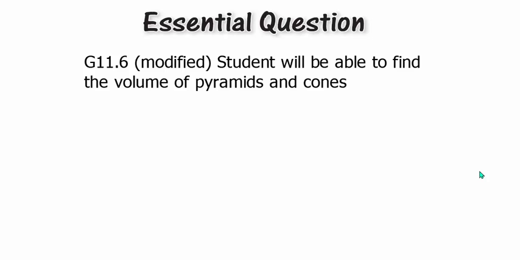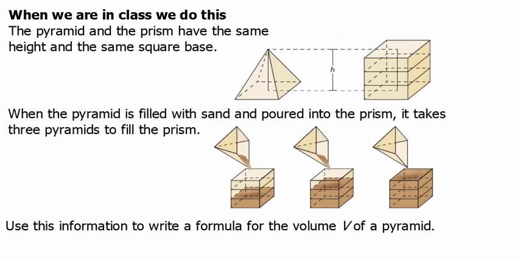Welcome back to geometry. We're now going to look at the next two shapes, volume of pyramids and cones. If we were actually in class, we could do an experiment where we compare a prism and a pyramid that has the exact same base. And if we build those shapes and fill them with sand, it would take us 3 pyramids to fill the prism when they both have the same base. So they are related: the pyramid is a third of the prism.